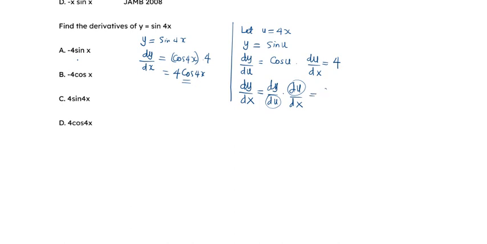And what is our 4 cos u? Cos u is cos 4x. But it's always better to be fast because time is not on your side. You don't have all day, so you have to be very smart. So just differentiate the entire function. Sine 4x, you get your cos 4x. Then you differentiate your 4x, you get your 4, and you move on. So the correct answer in this case is option D.